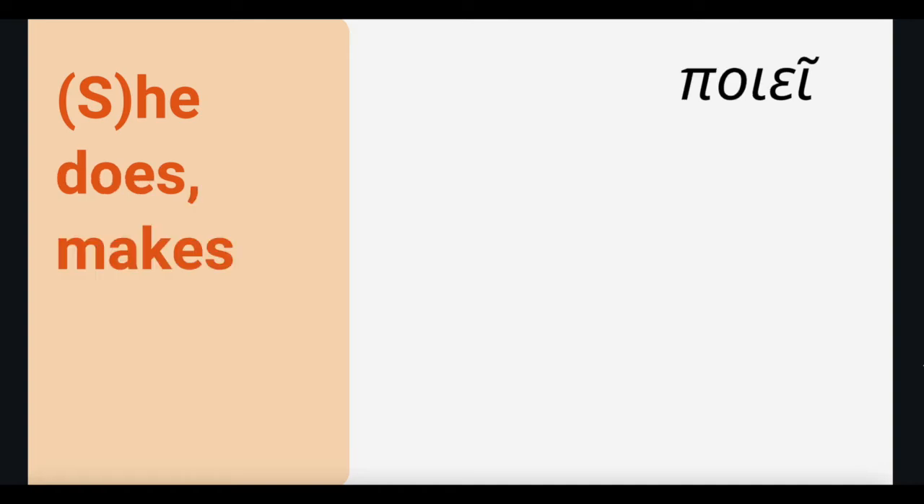And then finally, we have the verb poie. Poie. And that word has two diphthongs, right? It has the omicron and the iota, making oi, like in oil, and the epsilon and the iota, making a, like in eight. Poie. And that means he does, he makes, she does, she makes, it does, it makes. You get the idea.